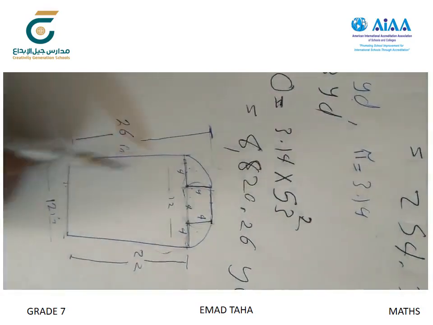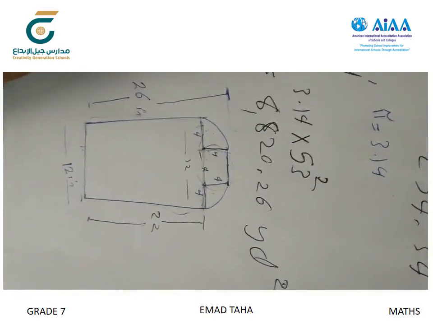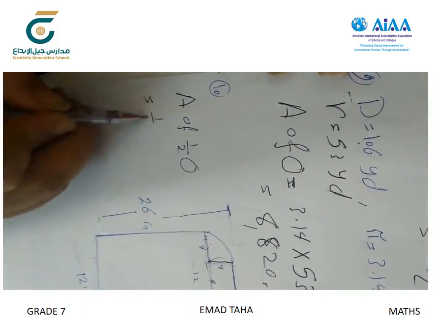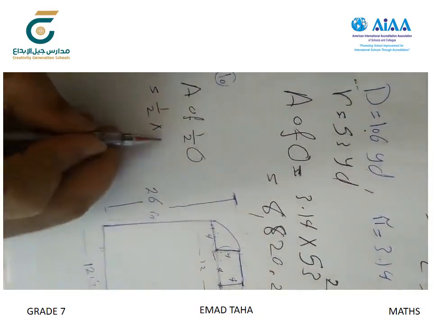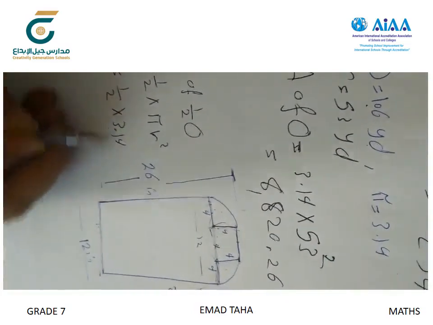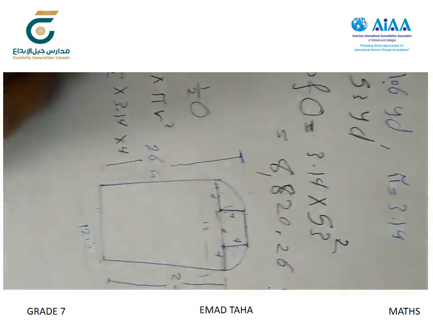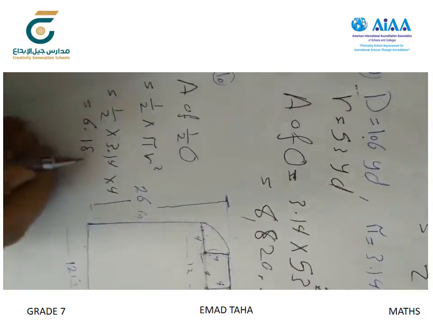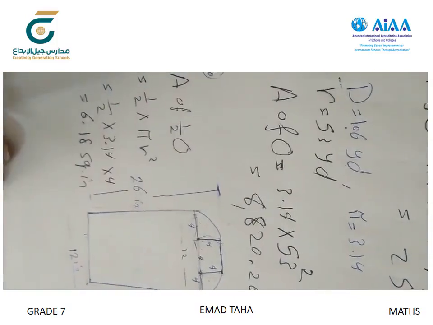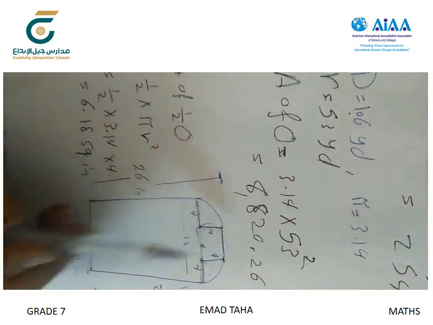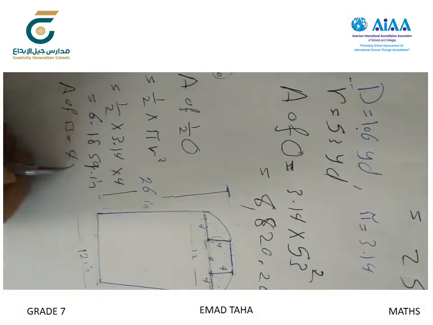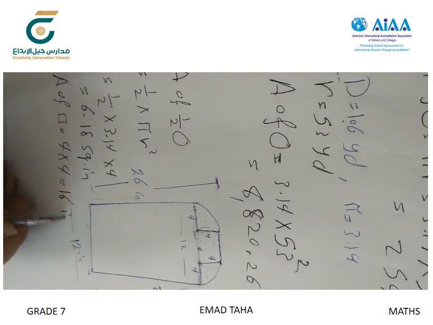Okay, now we want to find the area of the window. We have three parts. The first part, area of half circle equals half, and write the rule of the area of a circle, πr². So half times 3.14 times radius 4 squared equals 6.18 square inch. Okay, this is the first part, the circle. Now the small square, area of a square equals 4 times 4 equals 16 square inch.